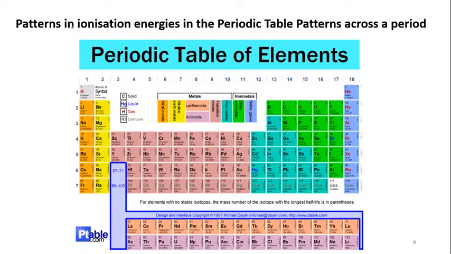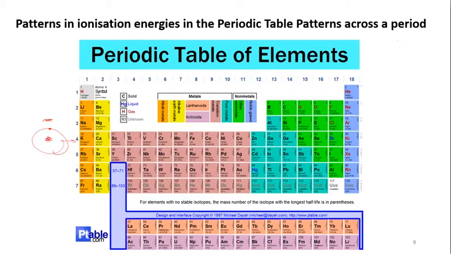Now let's look at the pattern in ionization energies in the periodic table across a period. If I look across the period and look at the nuclear charge, I could see that nuclear charge is increasing. You have to remember this is the number of protons increasing by one each time I move from one element to another, and at the same time I'm increasing the number of electrons. If I'm increasing the number of electrons, this means I will have completely shielded electrons in the outer shell from the nucleus.